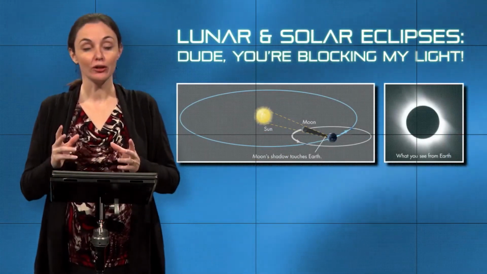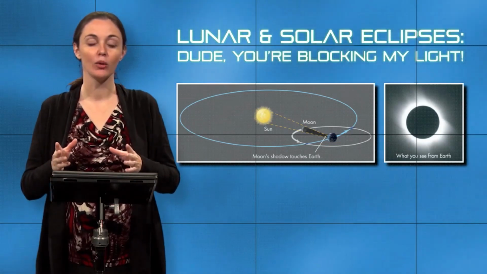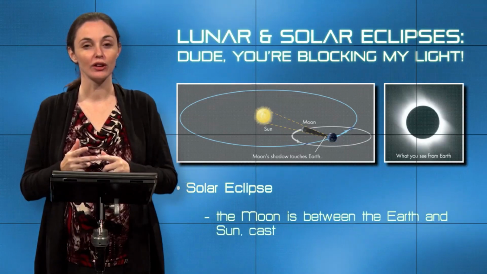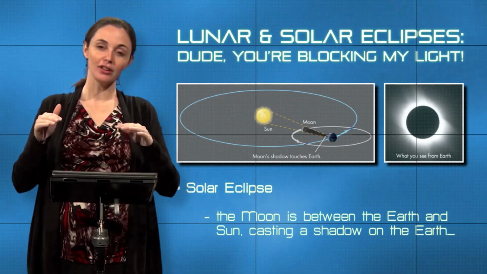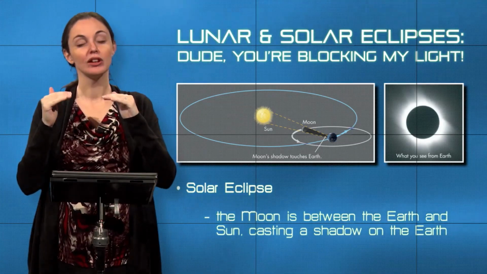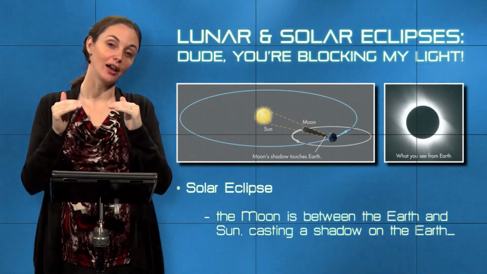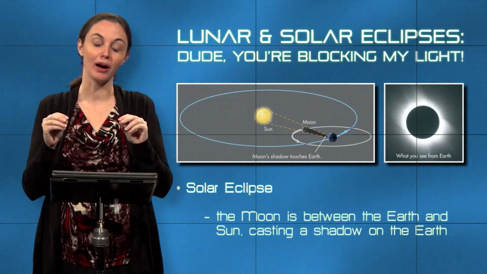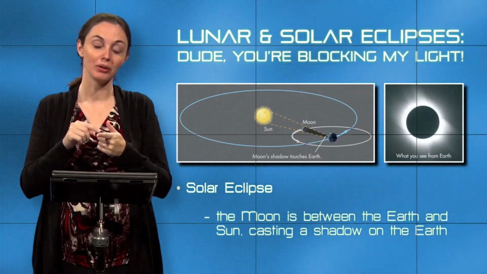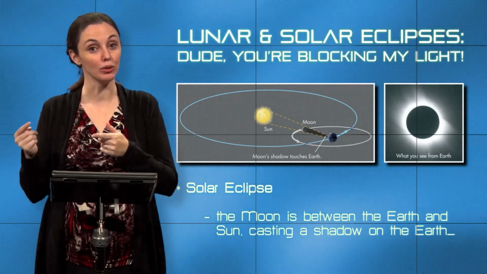A solar and or a lunar eclipse, no matter which one you're dealing with, is basically a case where either the moon or the Earth is blocking light from reaching the other object. Because you've got these objects in almost the exact same plane, it's going to be possible, at least during certain times, for all three of these objects to line up. And if they line up, it's possible for either the moon to block light from getting to the Earth or the Earth to block light from getting to the moon.